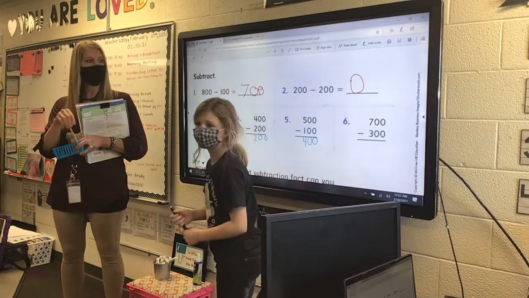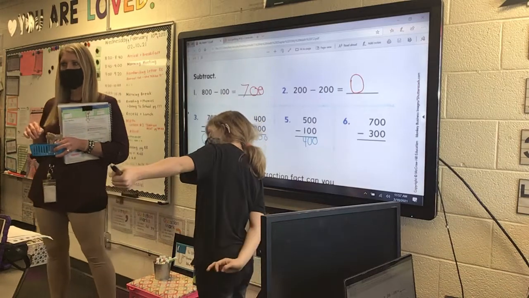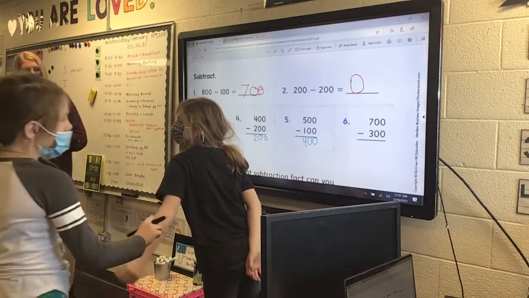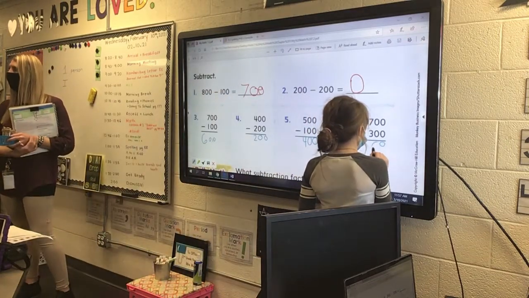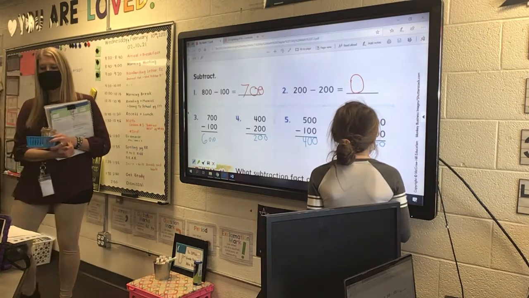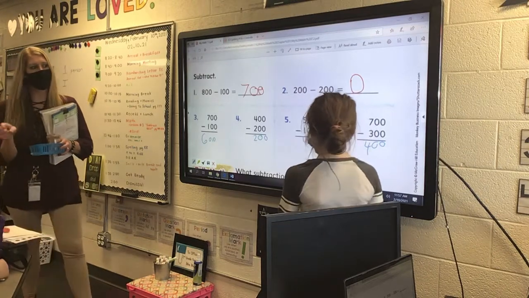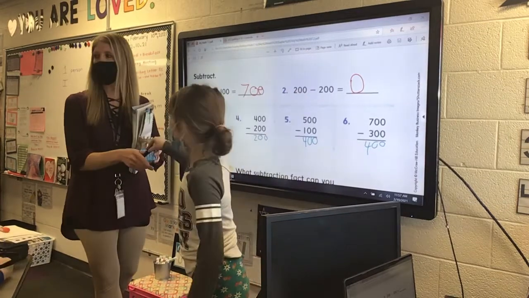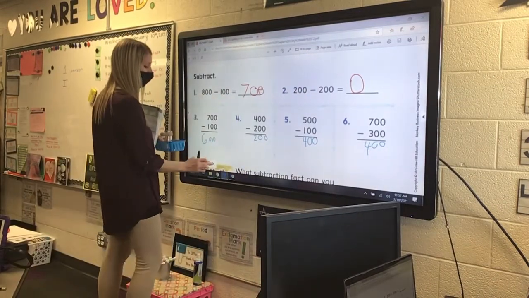Brooklyn just got in. Brooklyn, do you think you could do this one? 700 minus 300? Okay. I think she can do it, even though she missed part of the lesson. Good job, Brooklyn. 0 minus 0 is 0, 0 minus 0 is 0. 7 minus 3 is 4. Good job. All right, flip it to the back. Brooklyn, I know you will be able to pick up in a minute, okay? Because you're really quick and good.